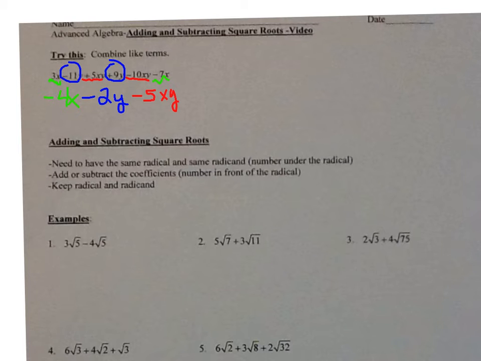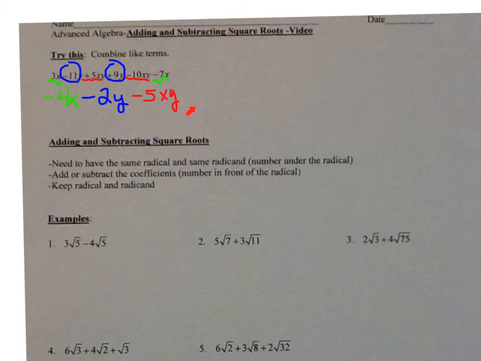So adding and subtracting radicals is basically the same thing. Okay, so you need to have the same radical, so only square roots add with square roots, cube roots would add with cube roots, and you have to have the same radicand, so that's the number underneath. So basically you have to have like terms. You're going to add or subtract the coefficients. Remember, that's the number that's in front of the radical. And then you're going to keep the radical and the radicand.